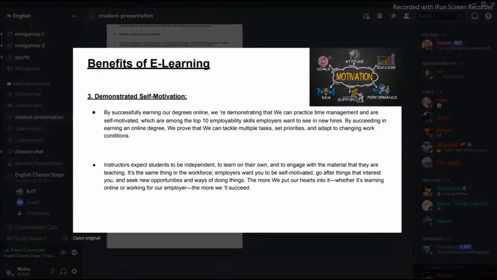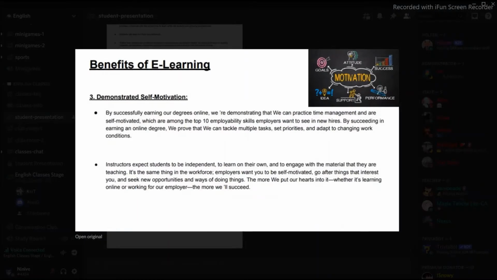The third one, self-motivation. As e-learners, we try to learn things that we want to learn, or that we would love to learn. So whenever we learn about something new, it gives us the motivation to go for more. That's one of the most amazing things in e-learning.